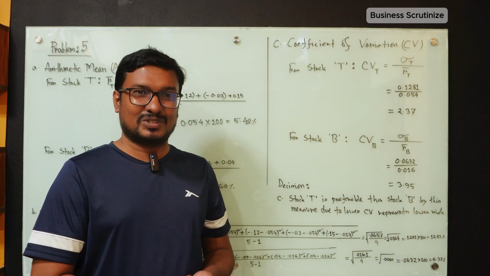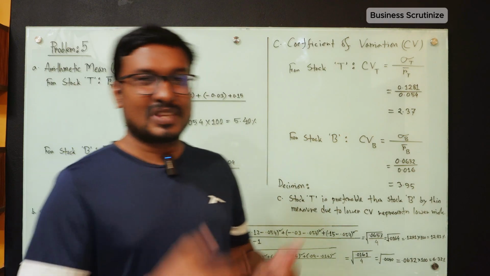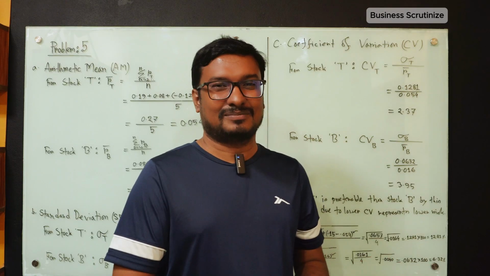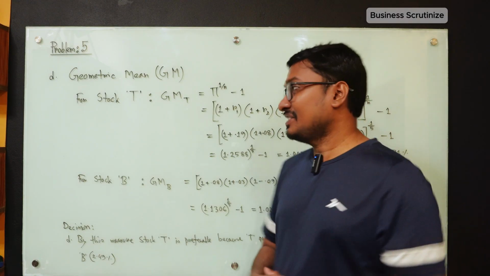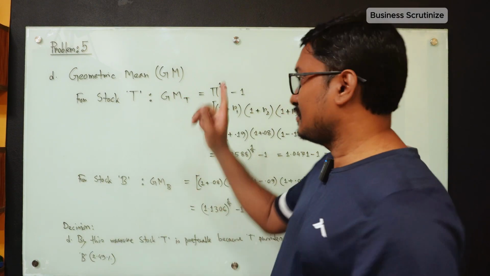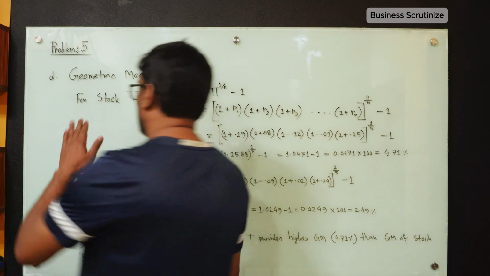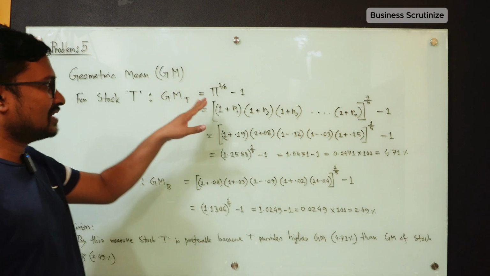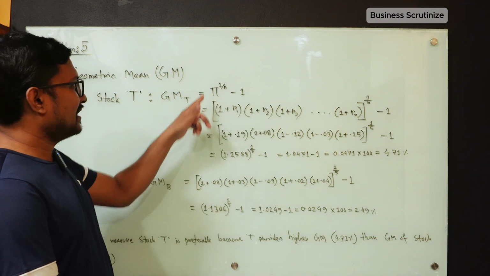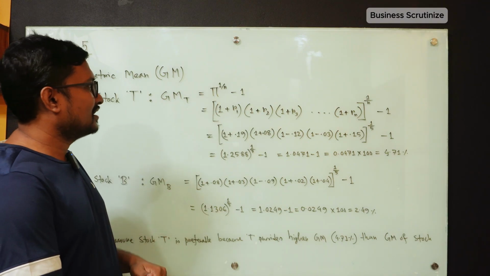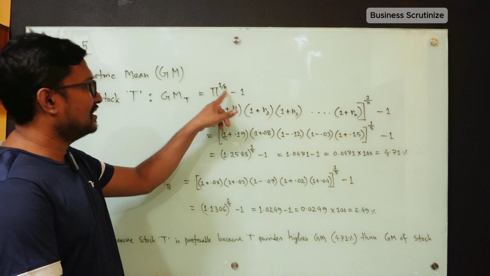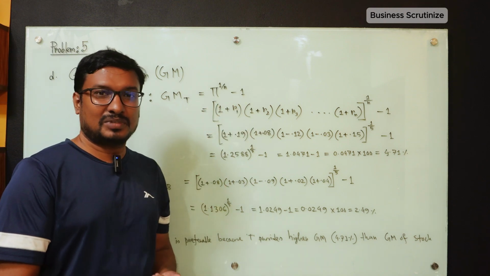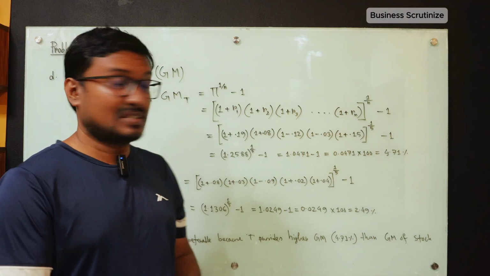Now we will move forward to compute the last requirement, requirement D. There we will see how to compute the geometric mean. In the last requirement, you can see the geometric mean, which is written as GM. Therefore, for stock T, GM for stock T, the formula precisely, you can see, is pi to the power 1 divided by n, minus 1, where pi is written as the product of returns.